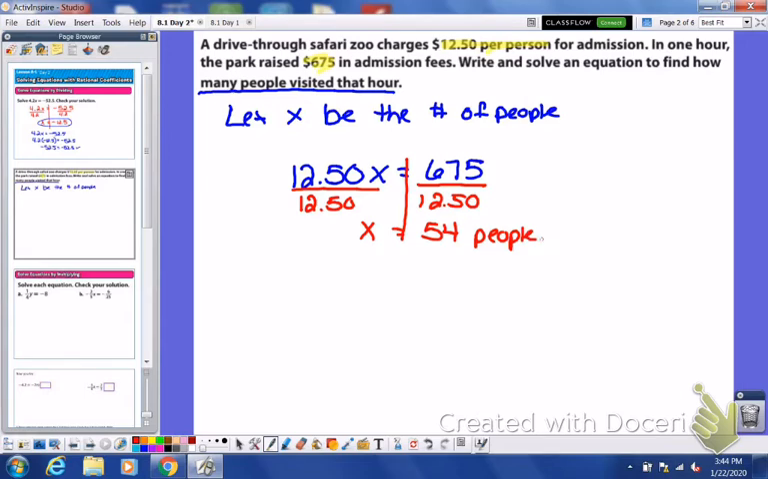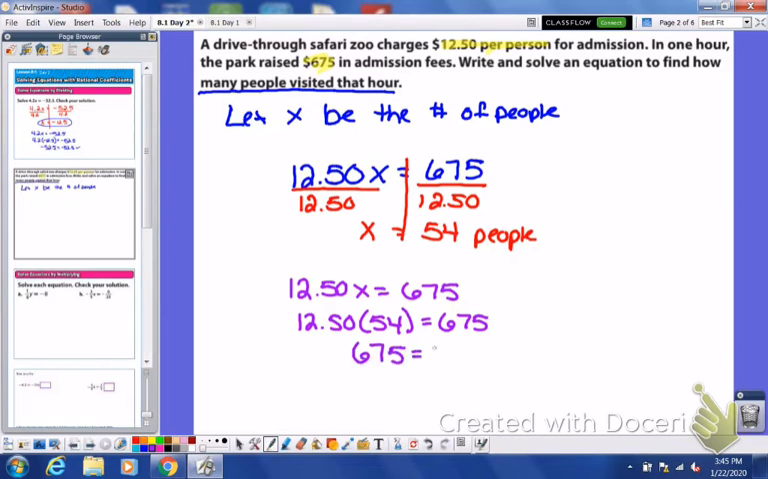Now we do our check. We'll do purple this time. So we go to our original equation. 12.50x equals 675. We show our substitution. 12.50 times 54 equals 675. We actually do our calculation, so 12.50 times 54 does give us 675 equals 675, so we got a check. Kind of magic like that. Working in the unicorn world here.